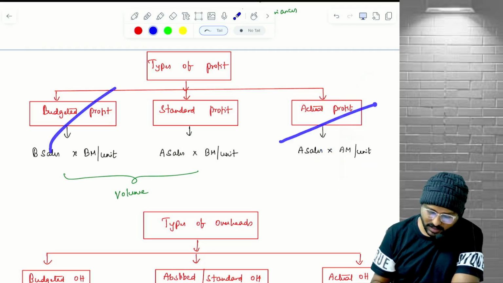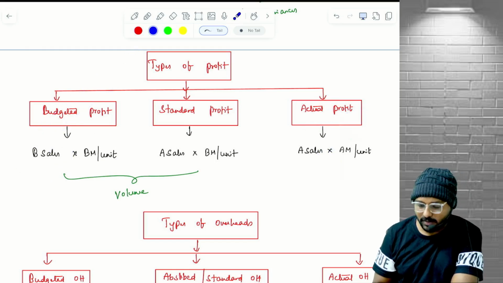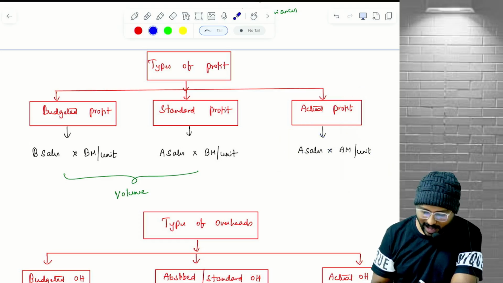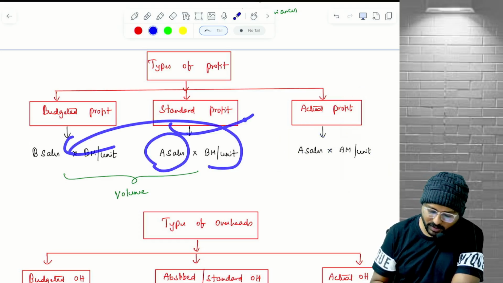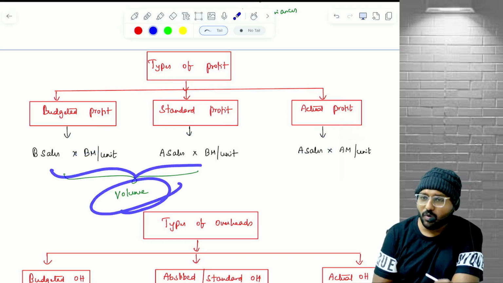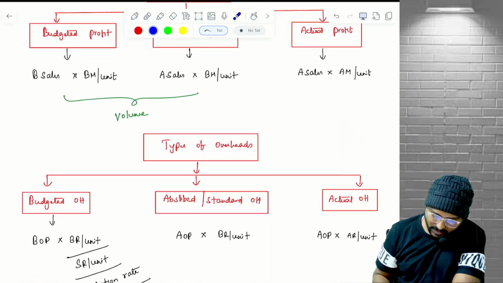Simple. So this and this are easy. Budgeted sales into budgeted profit per unit is budgeted profit in total. Actual sales into actual profit per unit is nothing but actual profit in total. Actual sales into budgeted profit per unit will give you standard profit. Again, the difference between these two is nothing but volume. Clear?